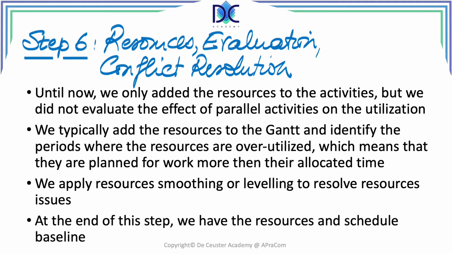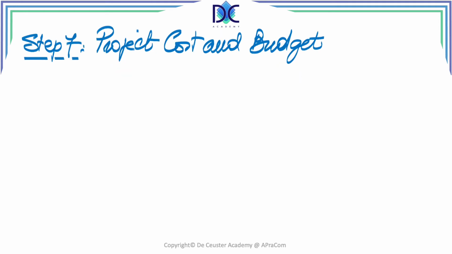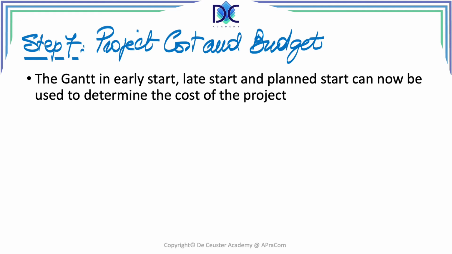And at the end of this step, we have the resources and the schedule baseline. Now we find a third baseline. Before we had the early start, the late start, and now we find the planned start. We have the actual time, start and finish, that we are planning those activities. And these are the elements we're going to use later. We're going to calculate the cost and the budget now. The Gantt chart and early start, late start and planned start can now be used to determine the cost of the project.